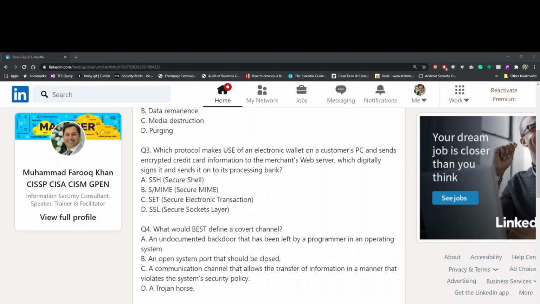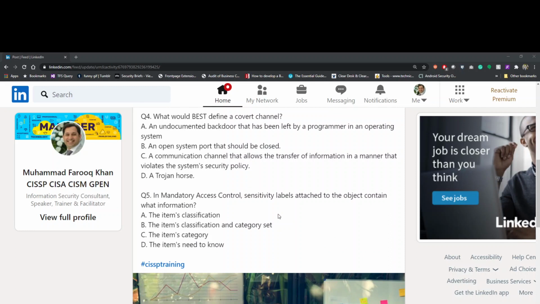A covert channel is basically an information flow that is not controlled by a security mechanism. And why is that? Because the way this communication is happening is not the intended purpose of that particular component that is allowing this communication to happen. Option D, it's a Trojan horse. Again, they can be used for sending and receiving the messages, but it's not a definition of a covert channel. Moving on to question number 5.